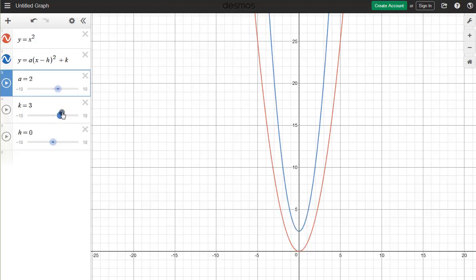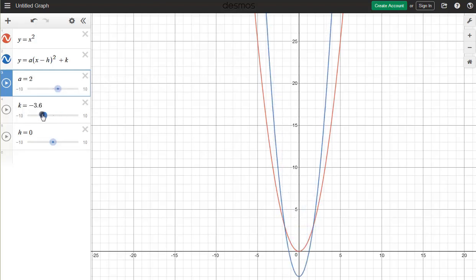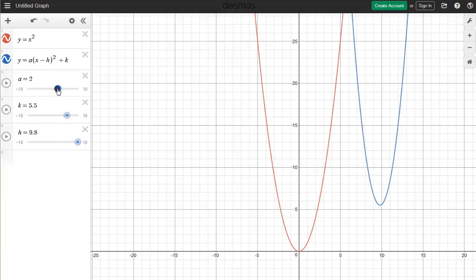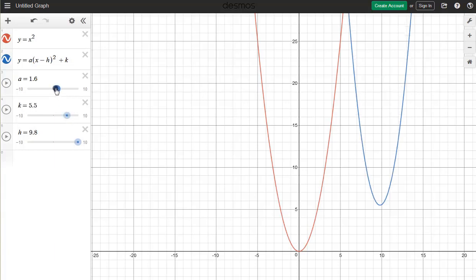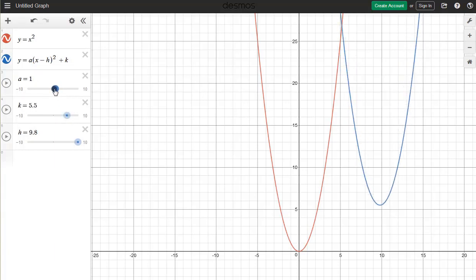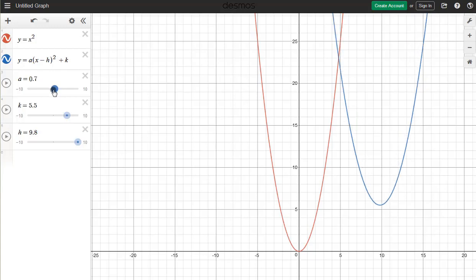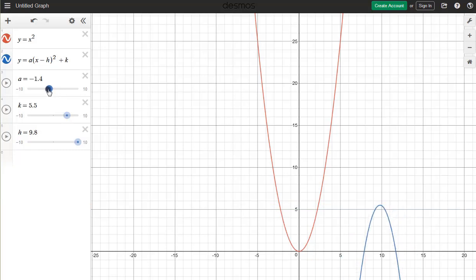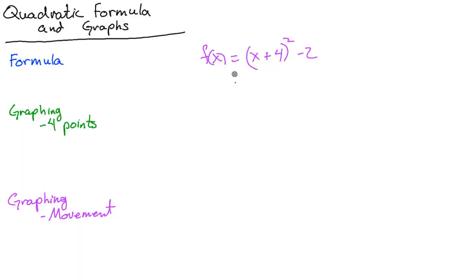So the k moves it up and down. The h moves it left and right. And then the a, if we were to take it back to where it normally was, or make it shorter, shorter, shorter, pretty soon, if a is 0, it's gone. If a is negative, it points downward. Fascinating. Okay, let's go look at a couple of examples. That was like the coolest thing ever. You can actually move it based on these numbers.